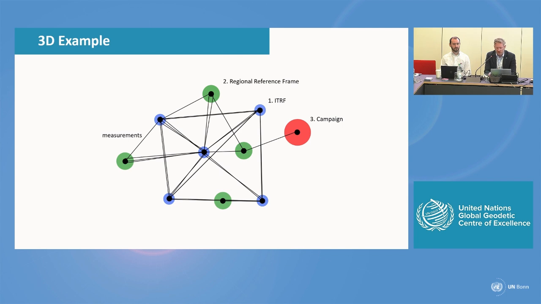So as you run your adjustment, you might find the final output looks something like this. Based on the weighting that you applied, you're allowing that campaign observation to drift the most. You allow the regional reference frames ones to drift a little bit based on the weighting you apply, but the ITRF ones, they still have some uncertainty associated with it, but they are not allowed to move as much as the others.